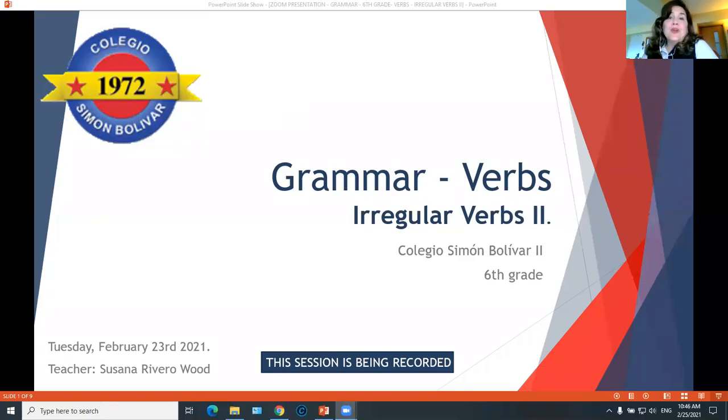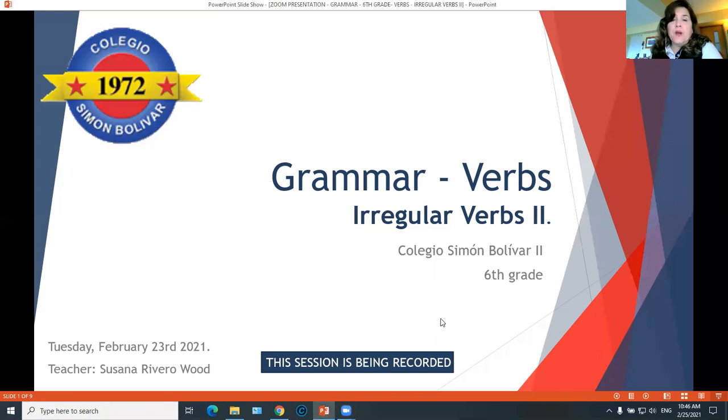Hi guys, today we're going to study the second part of irregular verbs. Remember that in our first class I told you that we have a bunch of verbs that we need to learn by memory, and since there were a lot, we were going to divide this into two groups and two sessions. So by now you should have already memorized the first group of verbs, and now we're going to study the second group. Okay, so let's see.